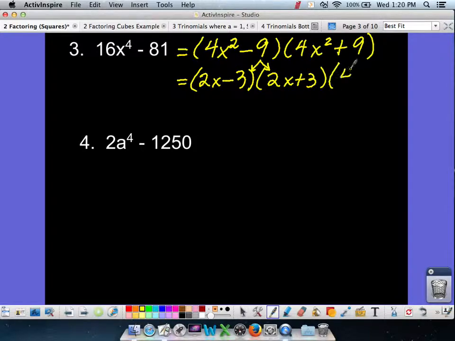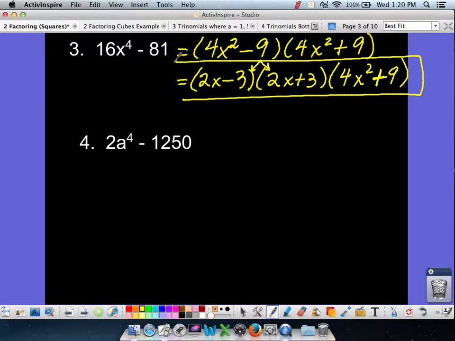I keep x squared plus 9. It does not factor because it is a sum. It is not a difference, and I can only factor the difference of squares. So in my final answer, all of this should be included. Number 4, we grow even more. When I look at this particular problem, I notice between 2 and 1250 that I have a common factor of 2. So the first thing I'm going to do is take out that greatest common factor of 2.